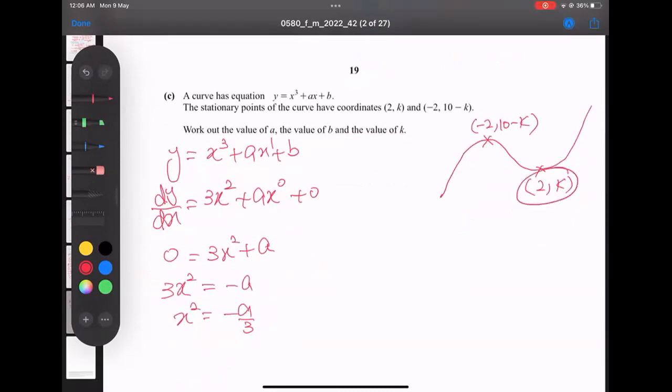One important part I will just tell you. I think I should rub it out and write, start from here. As I'm saying, I'm writing here: for stationary points.